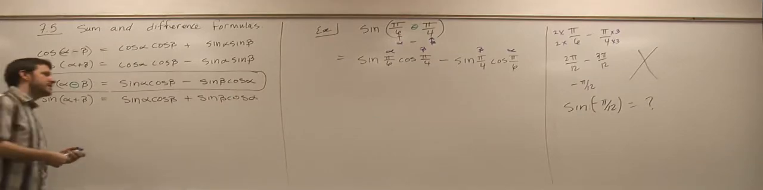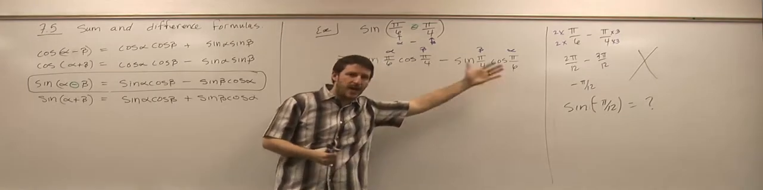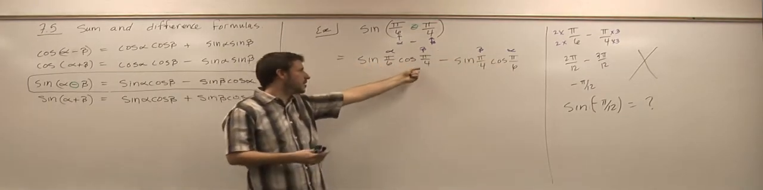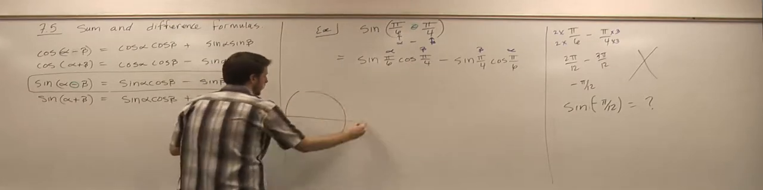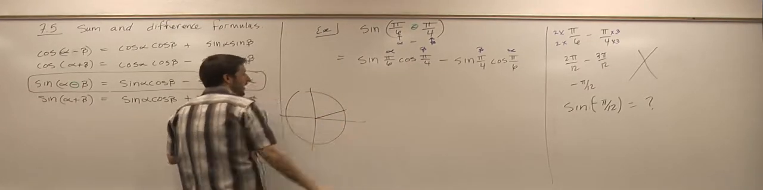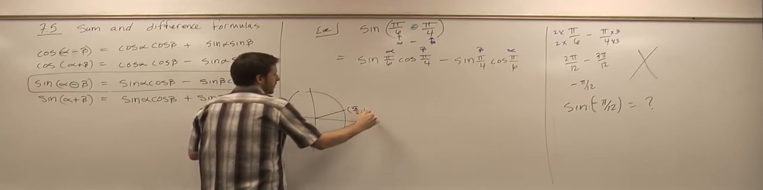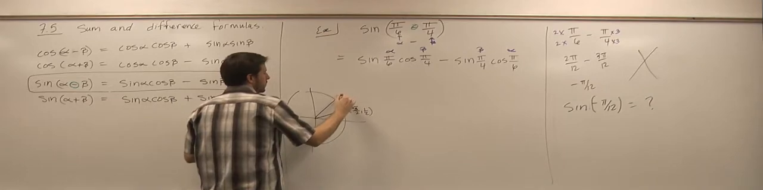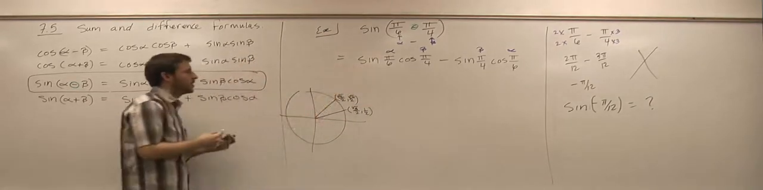But what I've done here is now I have a bunch of different trig functions I can evaluate. Right? I know what the sine of pi over 6 is. I know what the cosine of pi over 4 is. So turn to my handy-dandy unit circle. I know at pi over 6 I have root 3 over 2, 1/2. I know at pi over 4 I have root 2 over 2, root 2 over 2. So I should be able to evaluate all this.